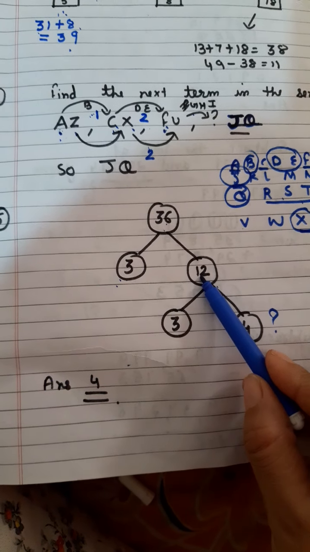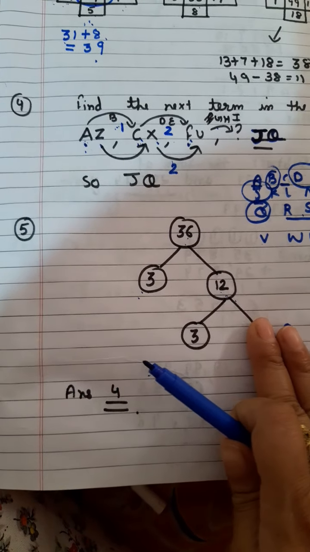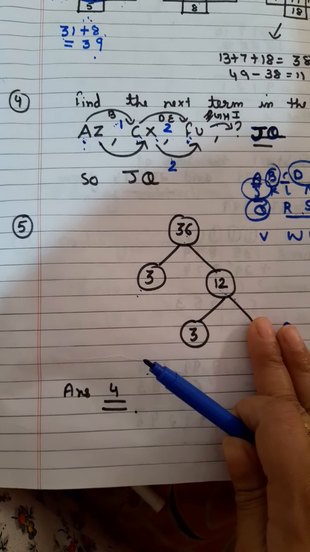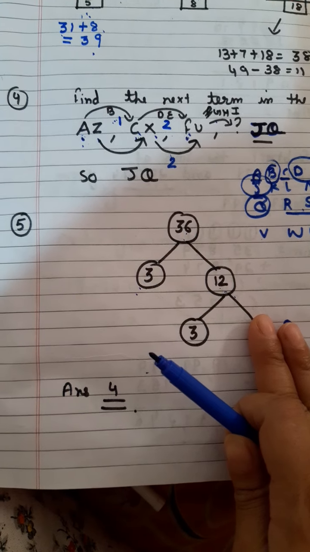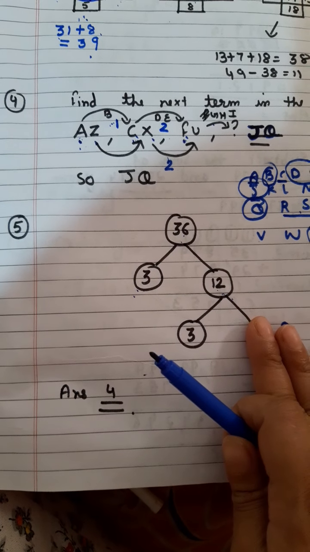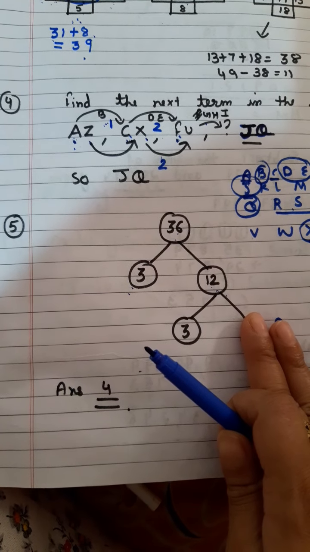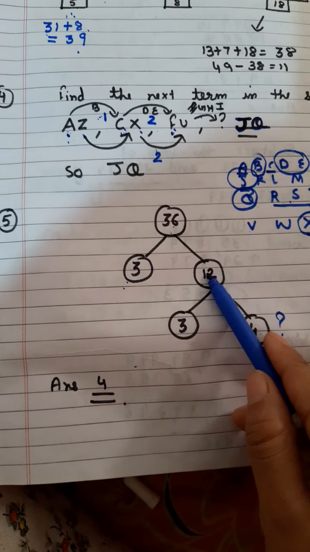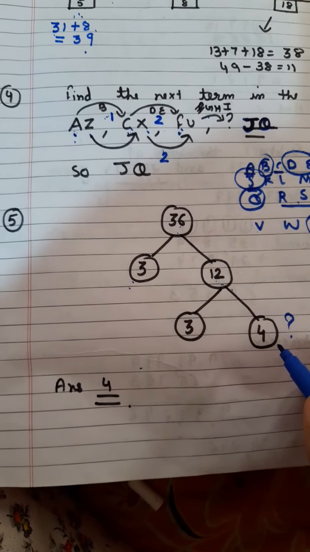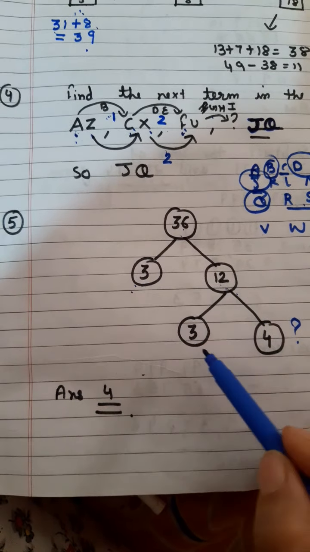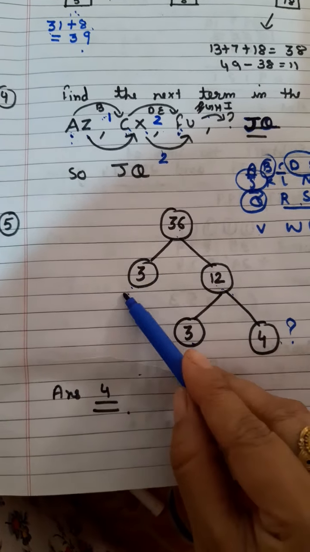I want to calculate here 12 and this number is missing. I have to check, I have to multiply 3 with which number so that I will be getting 12. Use your mind and you will be getting that I have to multiply 3 by 4 and I will be getting here 12. So the missing number here will be 4. Clear? 3 4s are 12 and 12 3s are 36.